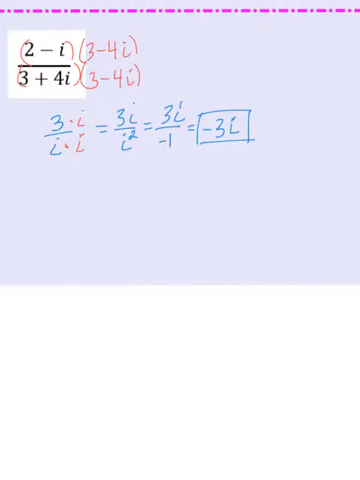So for the first one, 2 times 3 is 6. And then 2 times negative 4i is negative 8i. Then we've got negative i times 3 is negative 3i. And then negative i times negative 4i, negative times a negative is positive. 4i times I is I squared. Then that's going to be over.